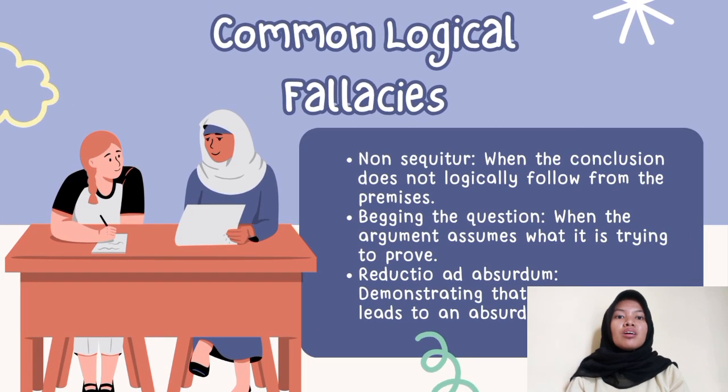Next is common logical fallacies. The first is non sequitur, when the conclusion does not logically follow from the premises. The second is begging the question, when the argument assumes what it is trying to prove. The third is reductio ad absurdum, demonstrating that an argument leads to an absurd conclusion.